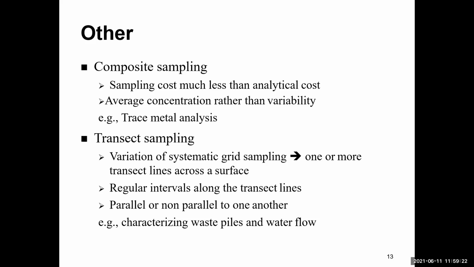This is transect sampling, a variation of systematic grid sampling: one or more transect lines across a surface, at irregular intervals along the transect lines, parallel or non-parallel to one another. Examples are waste piles and waste water flow. So this is transect sampling and composite sampling, where the sampling cost is much less than the analytical cost.